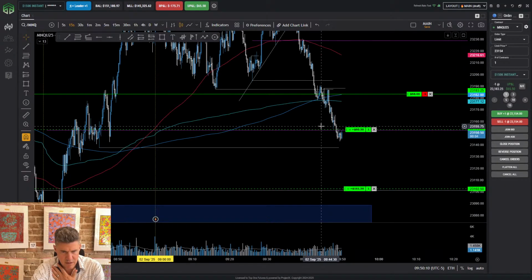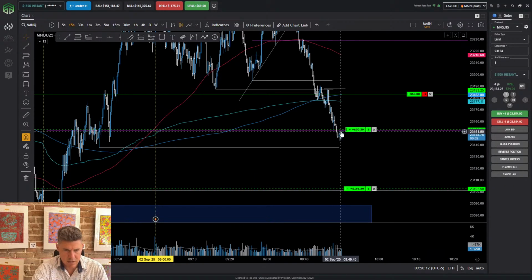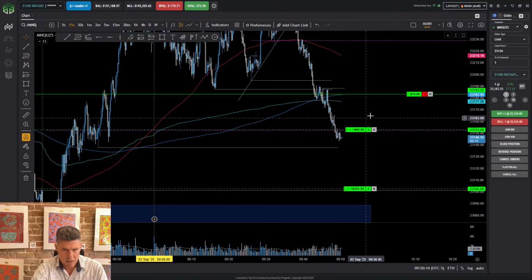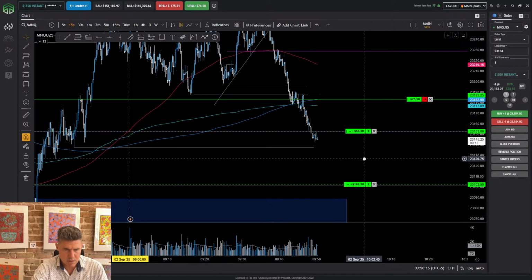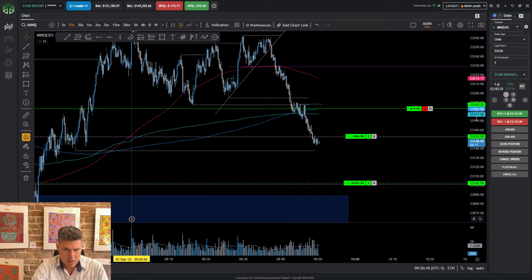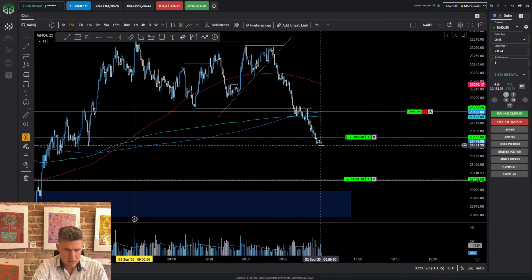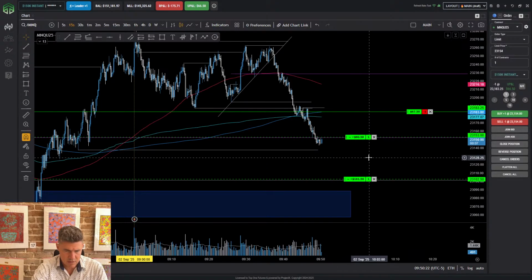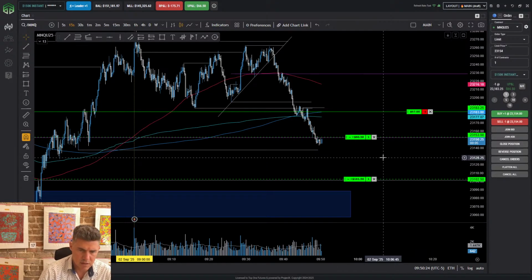Yeah, I want this 50 level to just fail here further down, because if it does bounce, then shorts could... Yeah, this is either going to fail and I'm going to aggressively trail, or I'm done.